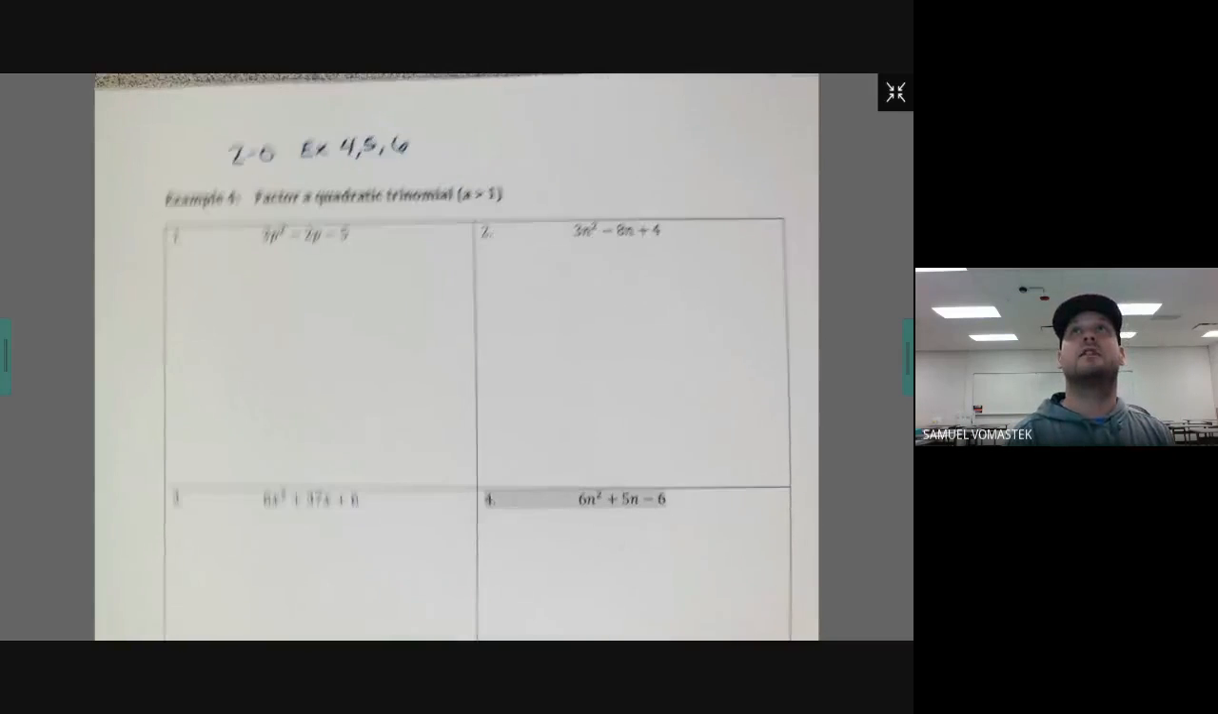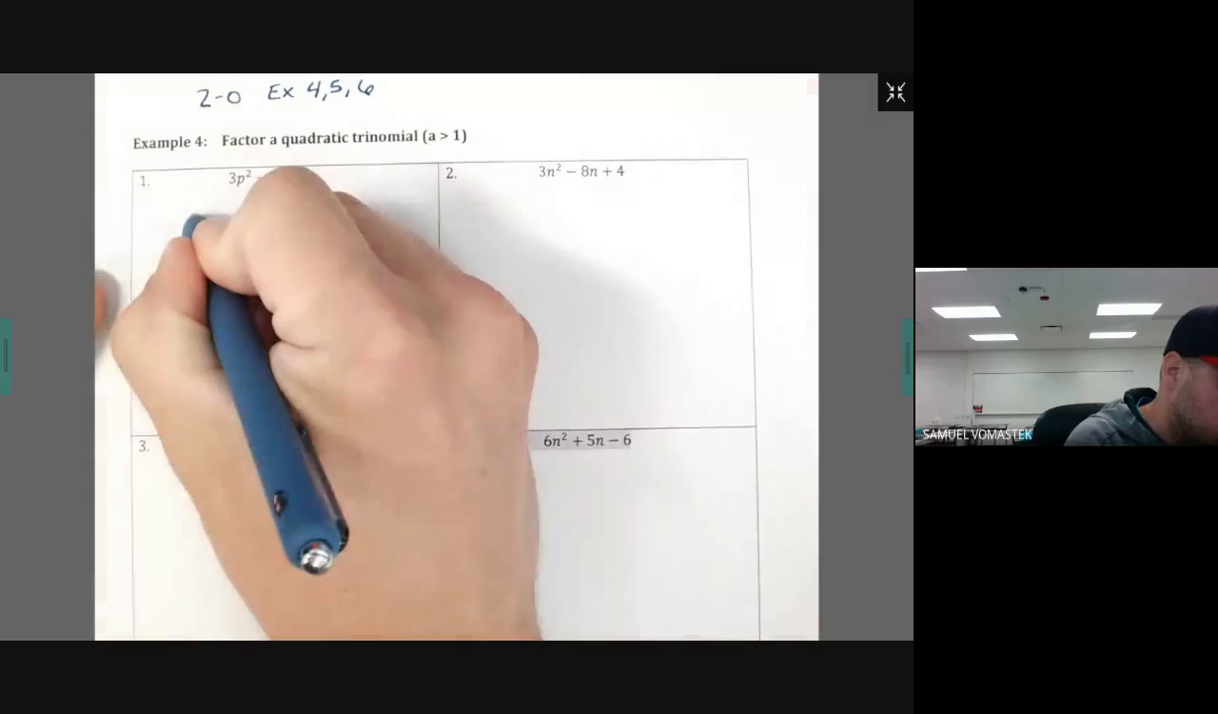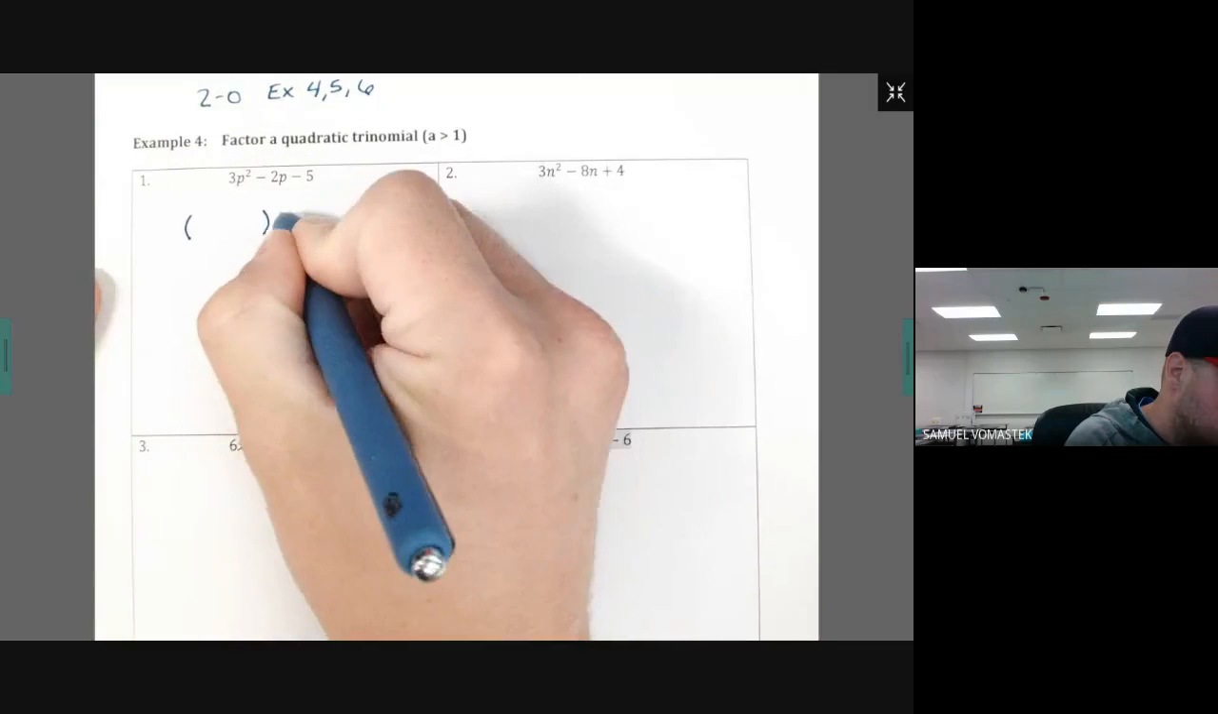So going back to example 4, the first one that we have here, we have 3p squared minus 2p minus 5, and they're asking us to factor it. So the first thing I do, do we have a GCF? I look through it. You got 3p squared, 2p, 5. They don't have any common factors, so we do not have a GCF. Second step, how many terms do I have? I have 3 terms, so we're going to reverse FOIL. So I'm going to set that up to start. So I'm going to have 2 sets of parentheses here.